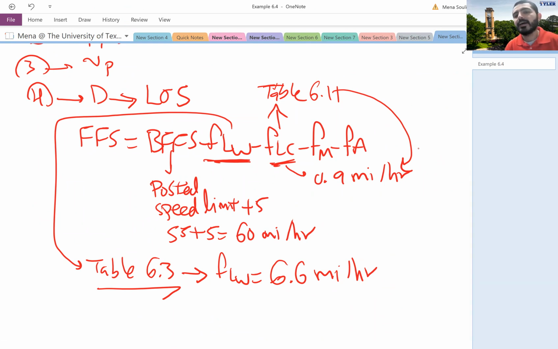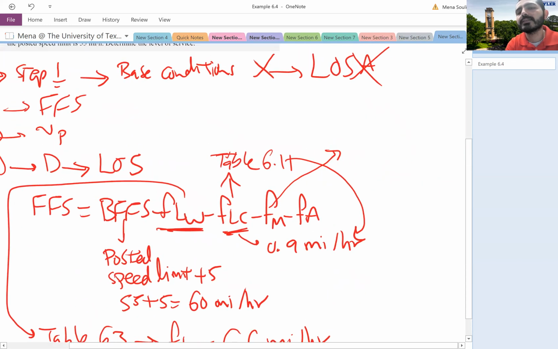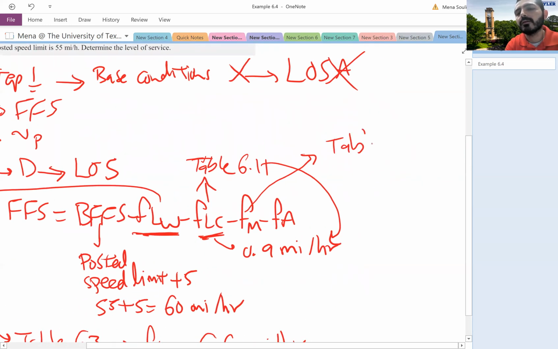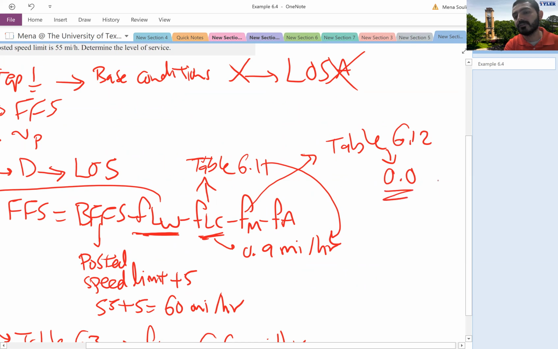All right. Now FM is actually table 6.12. This is a simple table, as I told you in example 6.3. It's either divided or undivided. In this case, it's a divided highway. So the correction factor is 0 here. So based on table 6.12, the correction factor for FM is equal to 0 miles per hour.